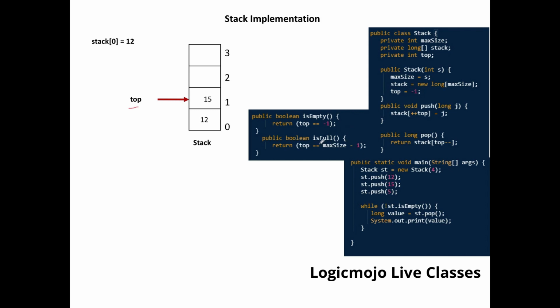Similarly, if we want to check whether the stack is full or not, we simply check the value of top, and the value of top will be maxSize - 1. In this case the max size is 4, and maxSize minus 1 will give me the value 3. So when the value of top is 3, it means top is pointing at index 3 of this stack, and then we can say that the stack is full.